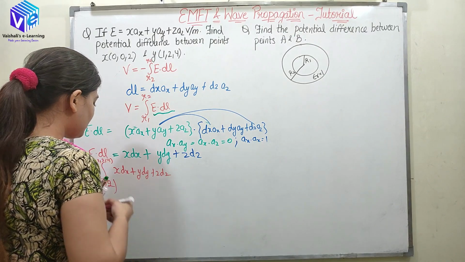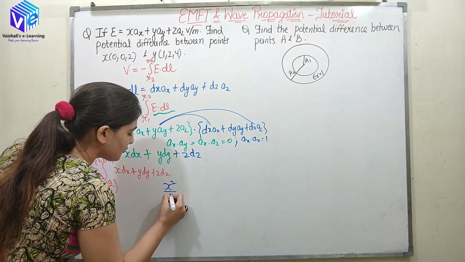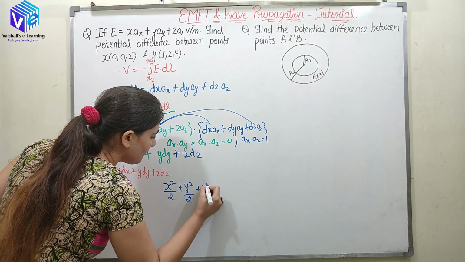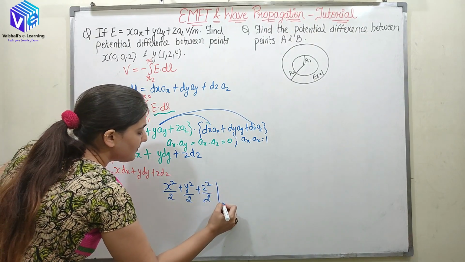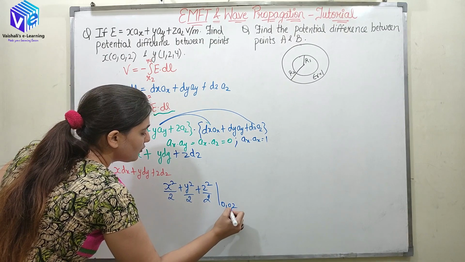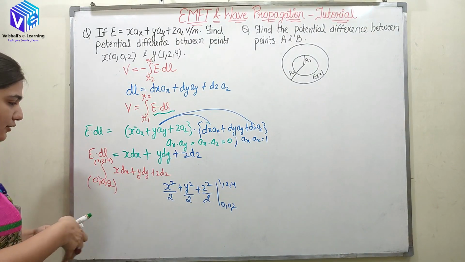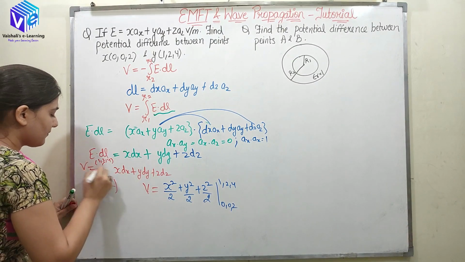I know the integration of x dx. Integration of x dx is x square upon 2, y dy is y square upon 2, plus z dz is z square upon 2. And the limits are from (0, 0, 2) to (1, 2, 4). Now we just need to put these values, and this will be giving me V.